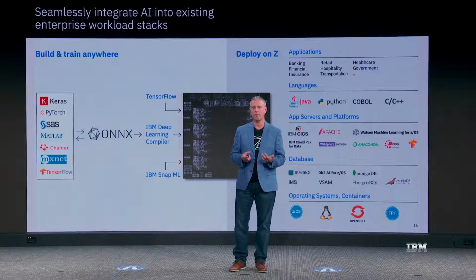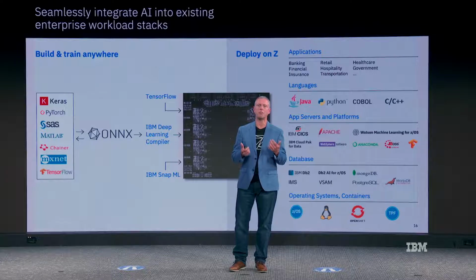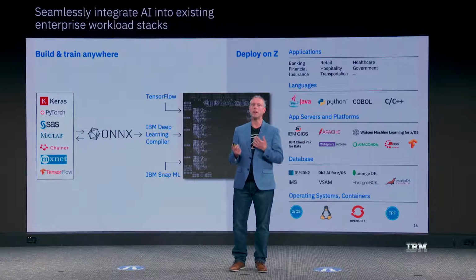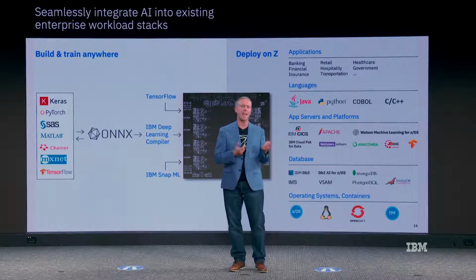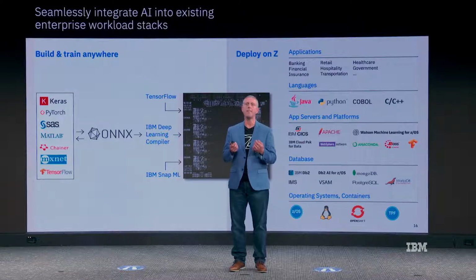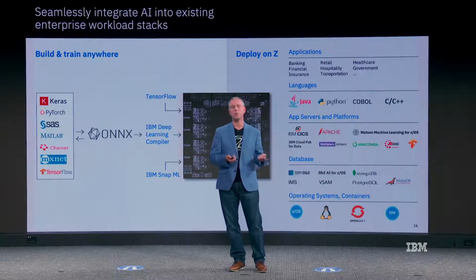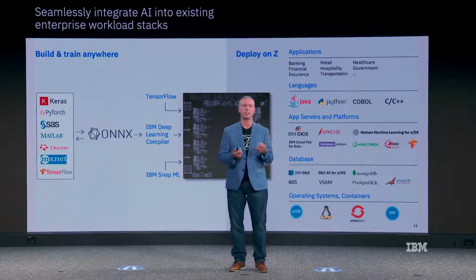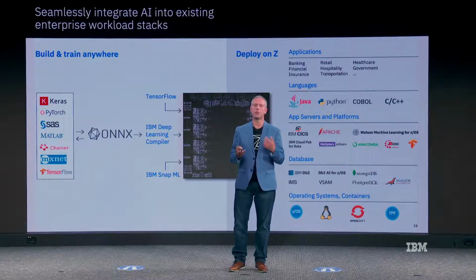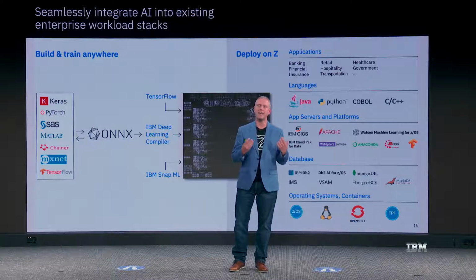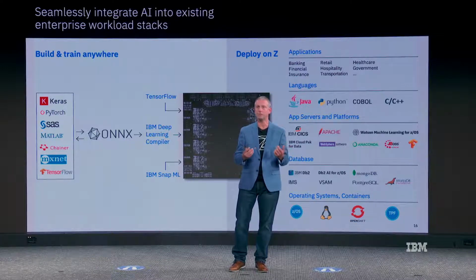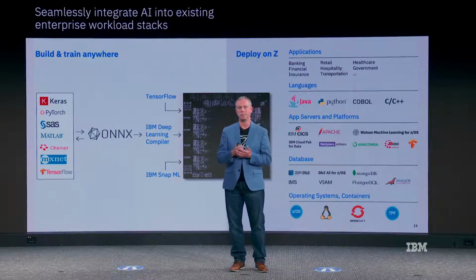Let me step back out from the accelerator and talk about the software ecosystem that enables the exploitation of this accelerator. There's a broad and open software ecosystem that enables our clients to build and train models anywhere, meaning they can build their models on IBM Z, they can build their models on IBM Power Systems, or they can build their models on any other system. They can use the tools that their data scientists are already familiar with. You see a lot of familiar logos on this page.